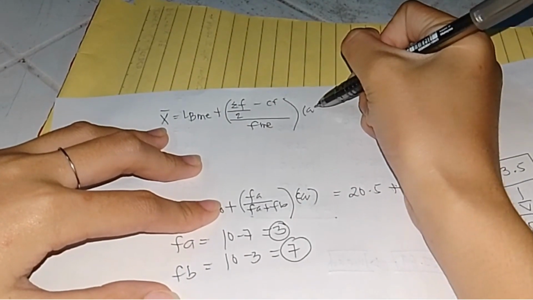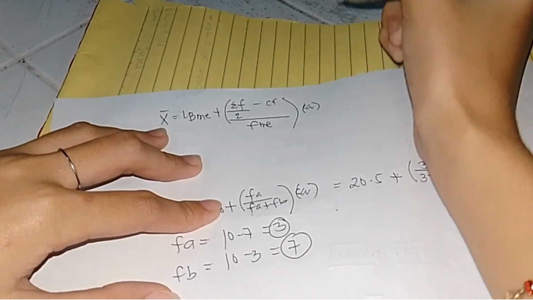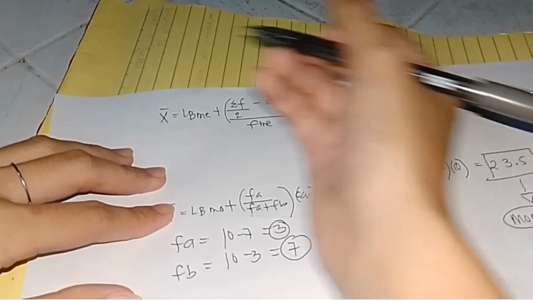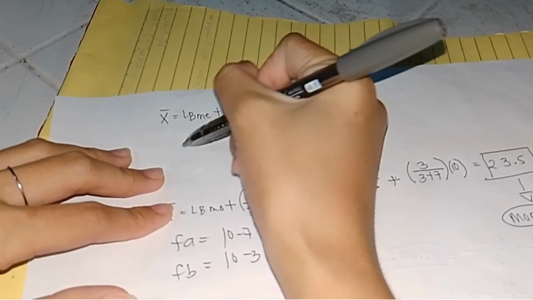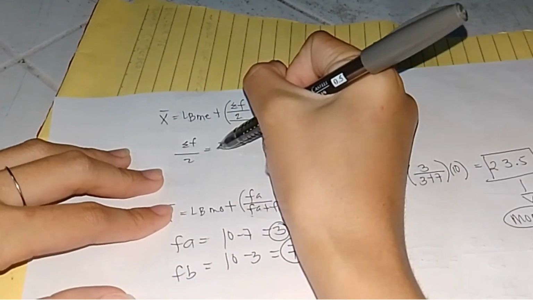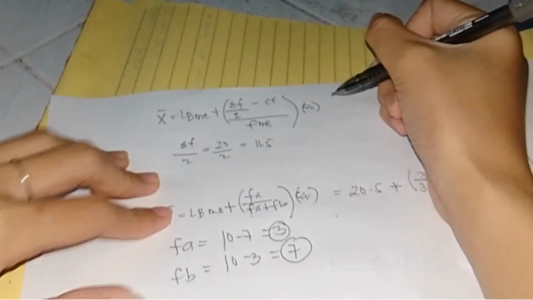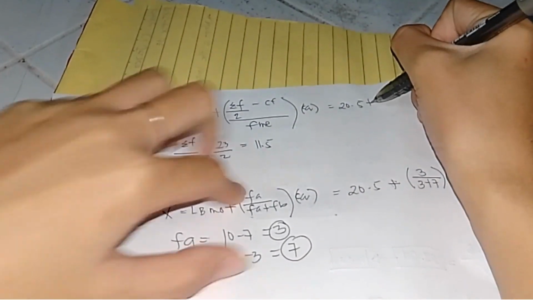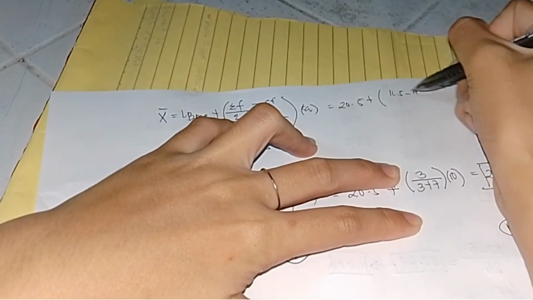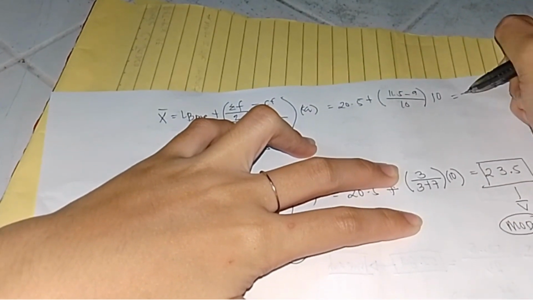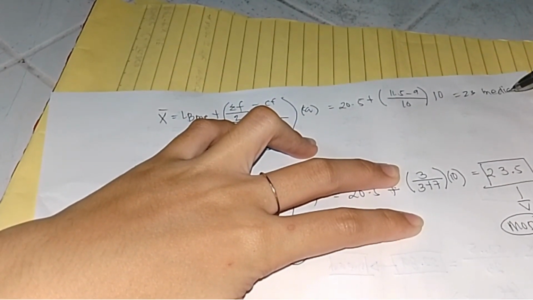First, we're going to identify the summation of frequency over 2, which is 23 over 2, that is equal to 11.5. So, based on the formula, we have 20.5 plus the quantity of 11.5 minus 9 all over 10, close parenthesis, times 10 is equal to 23. So, our median is 23.